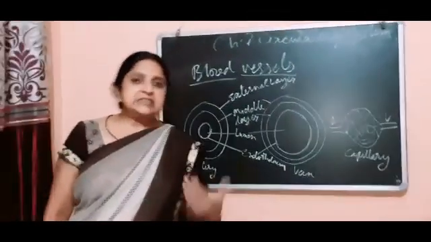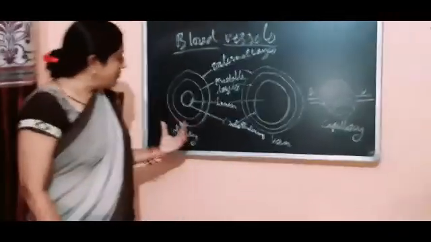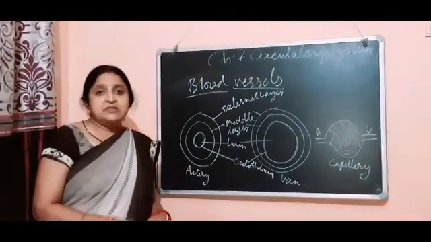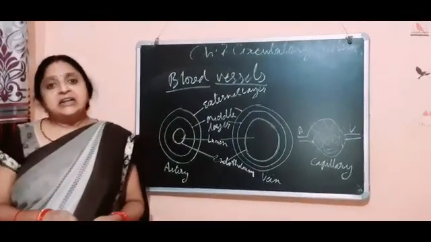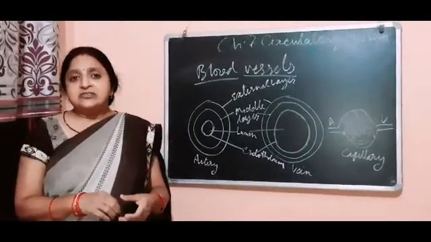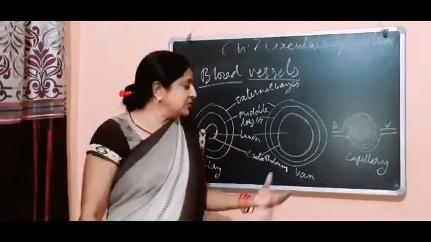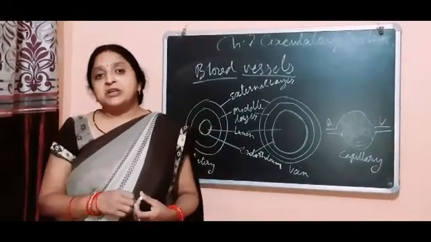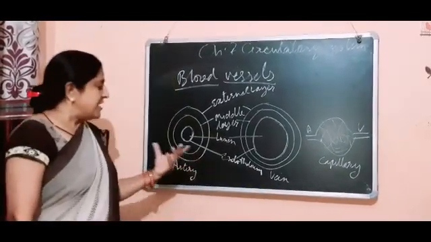So they work against the gravity, so valves are present in the veins. No valves are present in the artery, because the artery does not work against the gravity. It works along with the gravity, so it does not have any valves. But veins always work against the gravity, so they have valves, and those valves prevent the backflow of the blood in veins. This is all about the artery and veins.